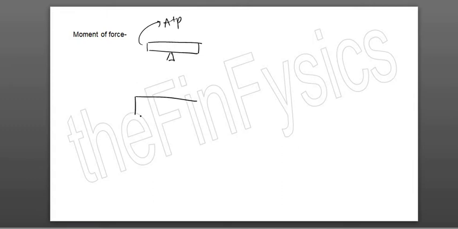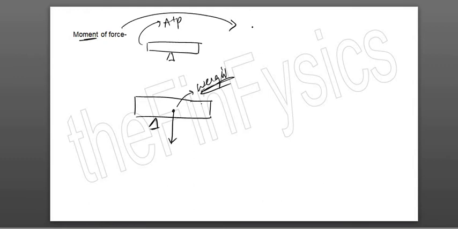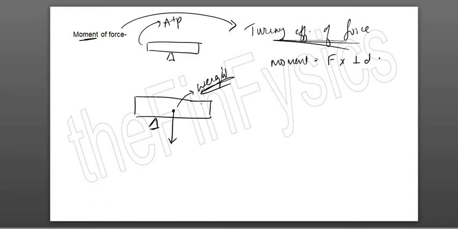Now suppose I don't pivot it at the center. Suppose this is the rule, I pivot it over here. Then what will happen? We all know that the rule is going to rotate about a fixed point. That rotation is because of this weight which is acting from the center. So this rotation produced because of this weight, or rather force, is known as moment of a force. Moment of the force is defined as turning effect of a force. And how do you find moment of a force? The formula is force into perpendicular distance from the pivot. Very important.